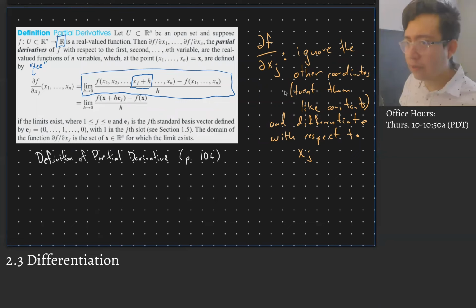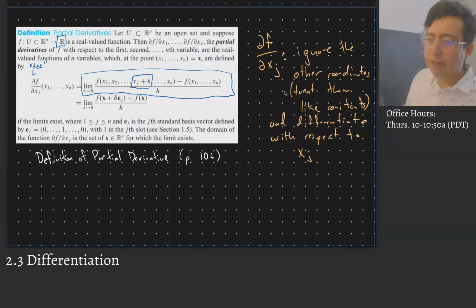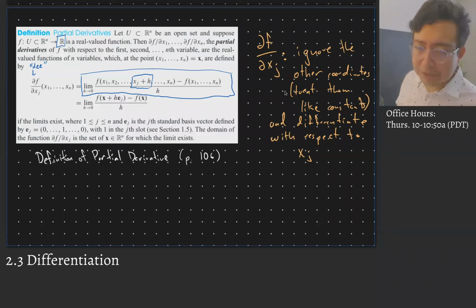Yeah, so this is for scalar valued functions. We're going to learn later how to deal with vector valued functions, but basically you break it up into its scalar valued parts, and then you can take partial derivatives of the scalar valued parts.